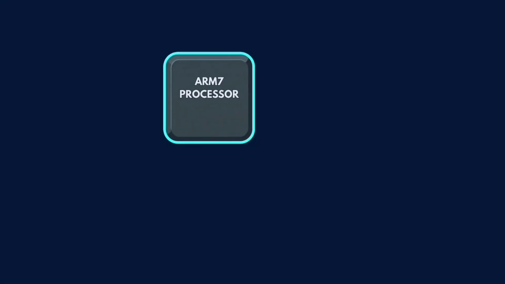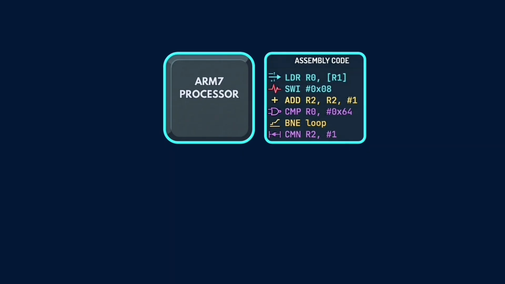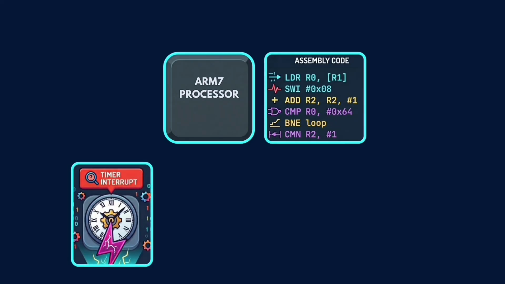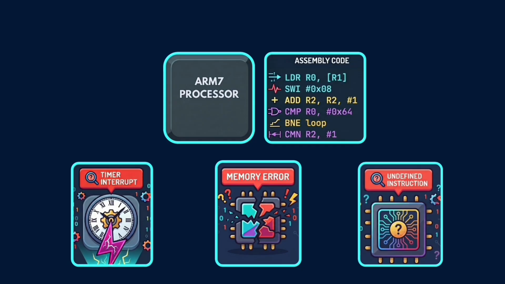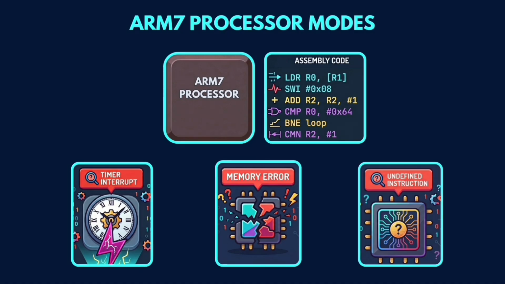Imagine your ARM7 processor is running a program and suddenly a timer interrupt arrives, a memory error happens, or an unknown instruction is detected. Does the processor continue running the same code? No. It immediately switches into a special operational state designed to handle that situation. These different operational states are called ARM7 processor modes.